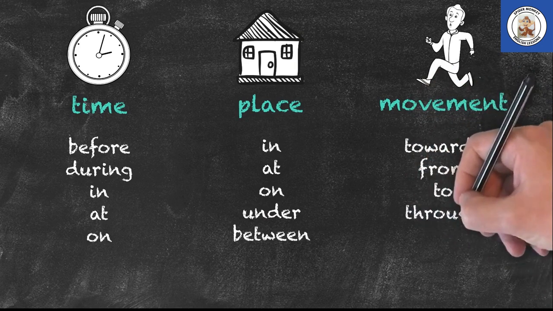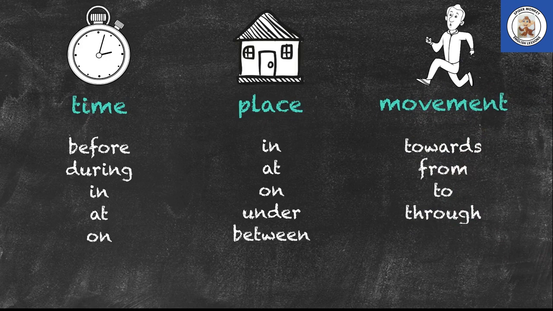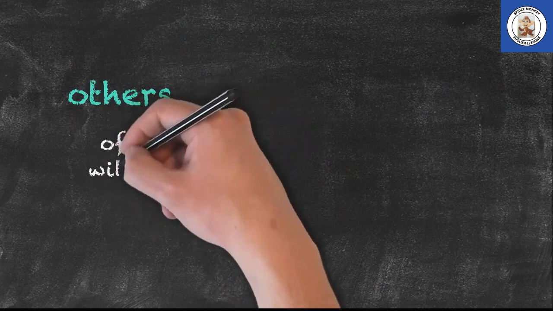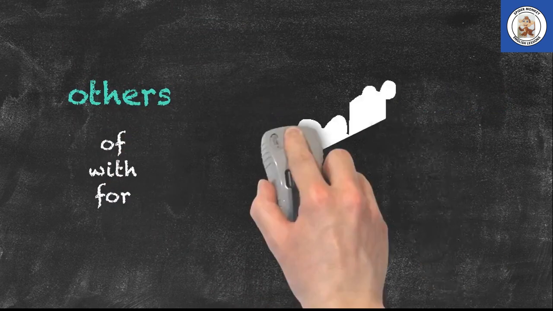These show movement towards, from, to, or through. I could say, he walked through the park. I'm relating the park to the rest of the sentence. Finally, we have our others: of, with, for, etc.